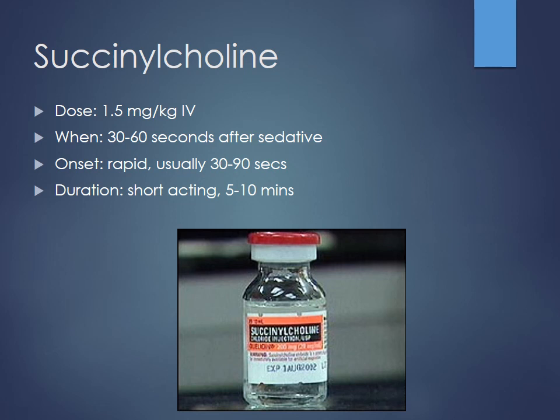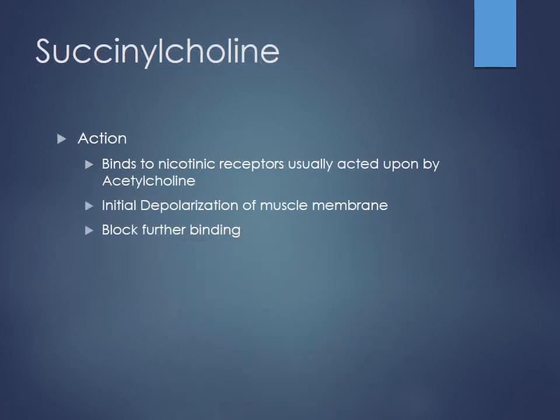Again, this is a very, very common one. Usually the most frequent combination you'll see during RSI is etomidate and succinylcholine. You give it 30 to 60 seconds after the sedation is pushed, so you want to give the sedation time to work, and then you can paralyze them. It has a pretty rapid onset, and the duration is very short as well, about 5 to 10 minutes. Again, it binds those nicotinic receptors, causes initial depolarization, and then finally you have flaccid paralysis.